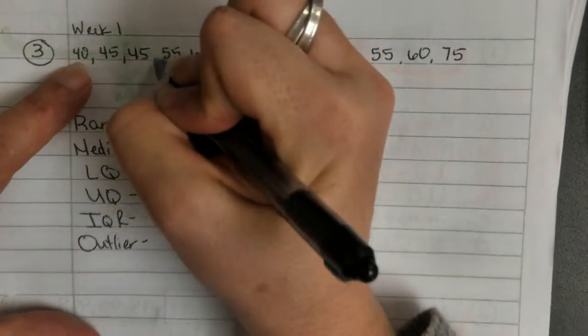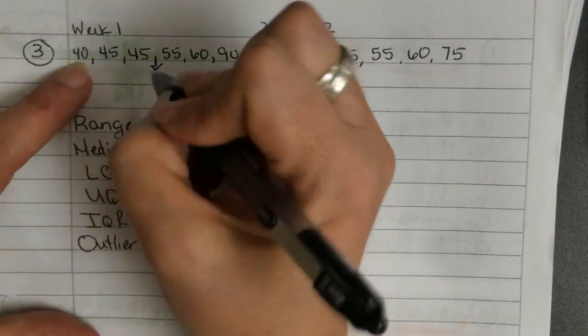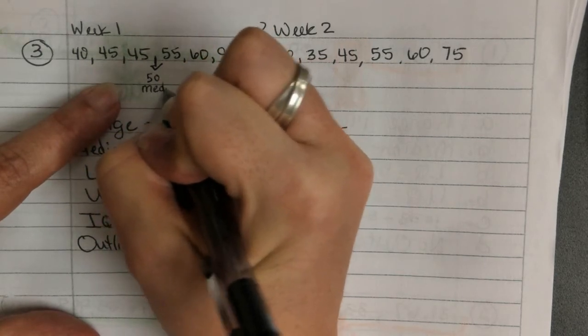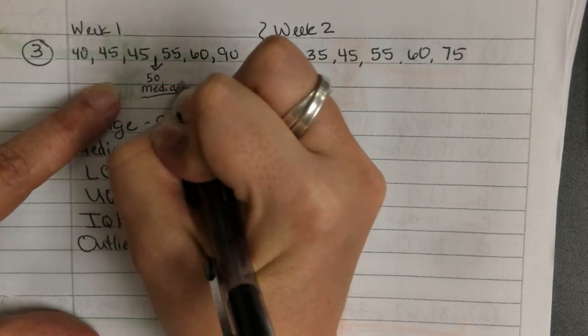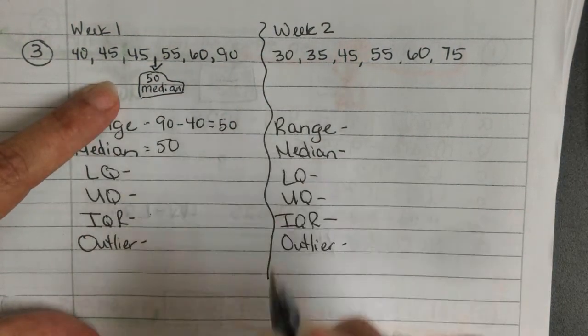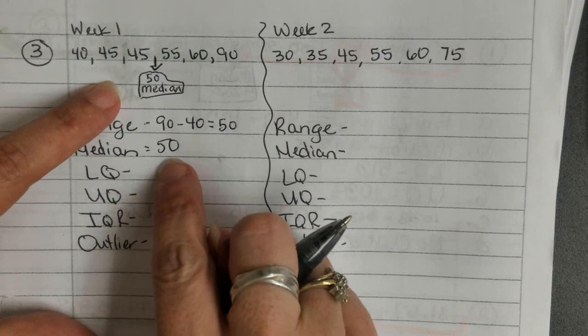The median is going to be right here between these 2 numbers. It is added together and divided by 2. It is 50. So I added 55 plus 45, divided by 2.